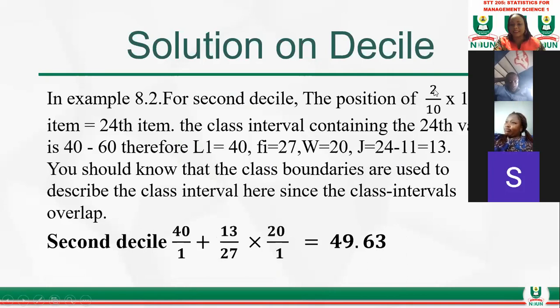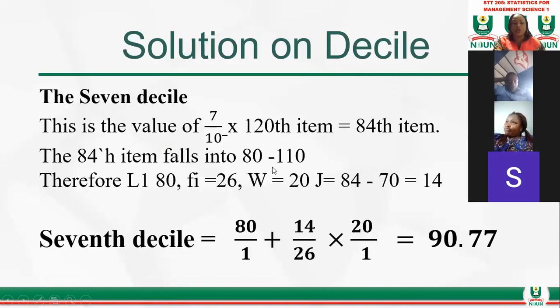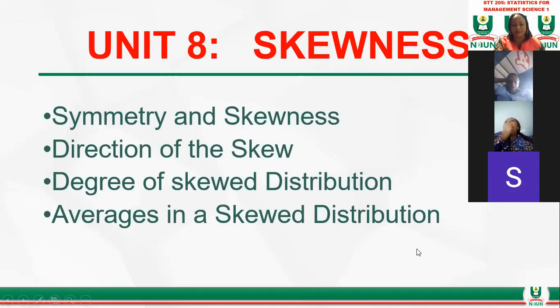Follow the same pattern as I said. For the next one, you are going to compute 7. You remember the last one, you have this position to be 2 because we are computing what? The second item. Here we are computing the 7th item and we are replacing with 7. Other procedures, everything will follow suit. When you input in your formula and substitute, you are going to have 90.7. With that, I'll move to Unit 8, where we talk about skewness.